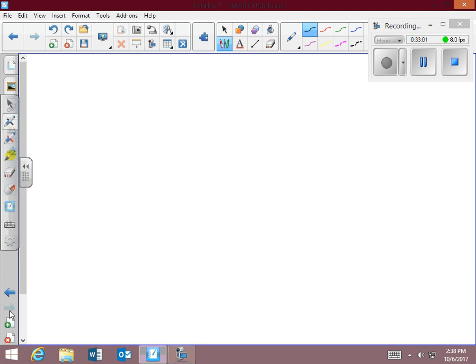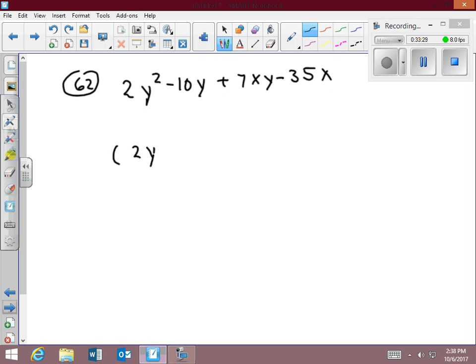Okay, let's look at 62. It says 2y squared minus 10y plus 7xy minus 35x. Polynomial with 4 terms. We're going to try to group, right? We'll group the first 2 terms together. We'll put a plus sign. We'll group the second 2 terms together with their signs.